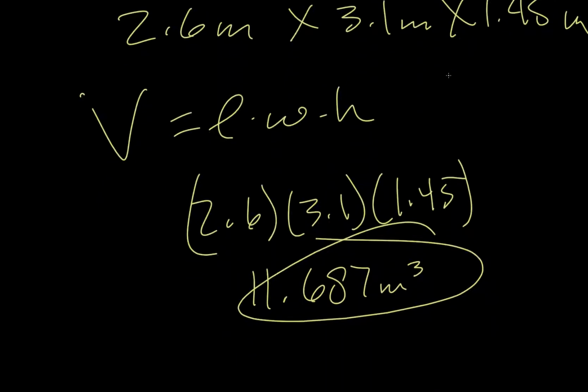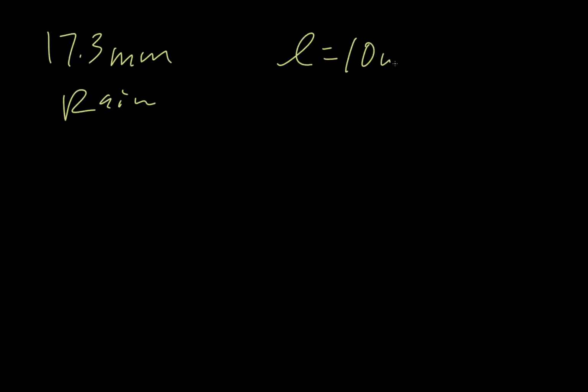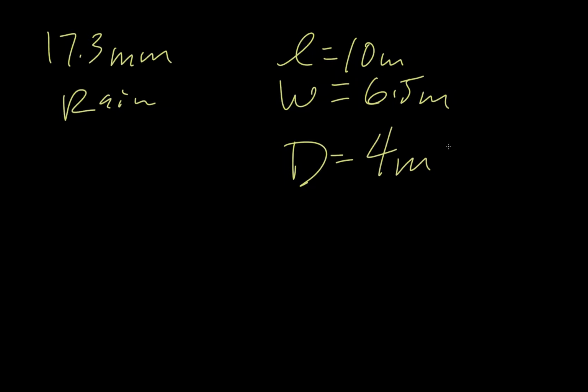Okay, moving on to example 10. So we have 17.3 millimeters of rainfall on a flat rectangular shed roof, which has length, okay, so this is the rain. Length is 10 meters, width is 6.5 meters. All of the water goes into a cylindrical tank with base diameter. So diameter of the tank is 4 meters. By how many millimeters does the water level in the tank rise?